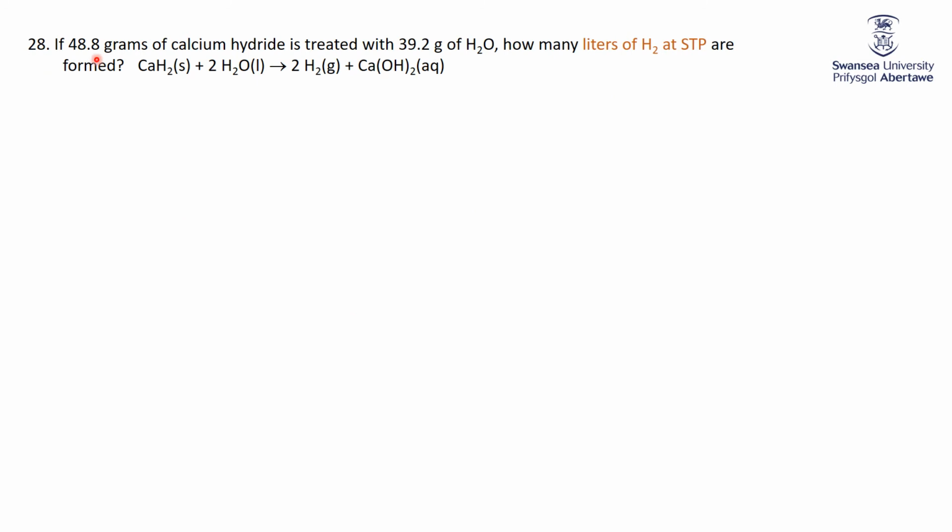So 48.8 grams calcium hydride, 39.2 grams of water. So we've got grams and grams to start with for our two possible starting points. How many litres of H2 at STP? STP, you might remember from the gases, standard temperature and pressure. Volume of 1 mole at STP, 22.4 litres. Temperature, 273 Kelvin. Pressure, 1 atmosphere.